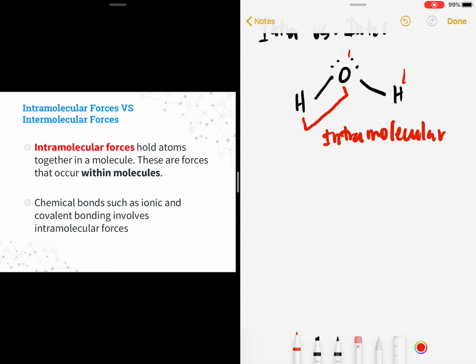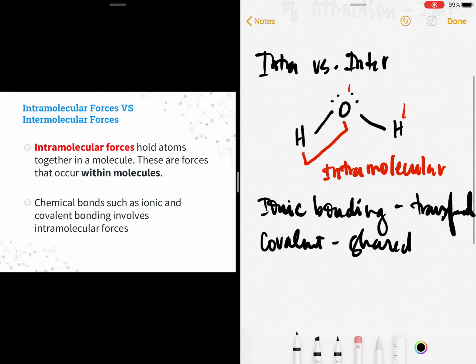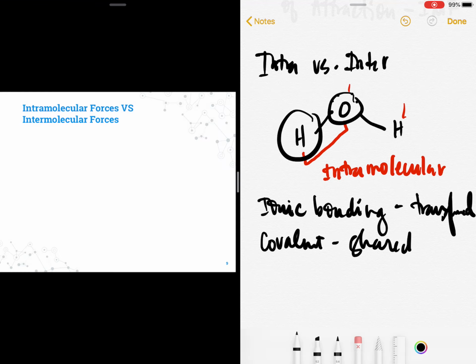If you can't remember it anymore, in ionic bonding, what happens to your electrons? They are transferred. In covalent bonding, what happens to the electrons? They are shared. So basically, intramolecular forces are forces that bond your atoms together. I hope that is clear.